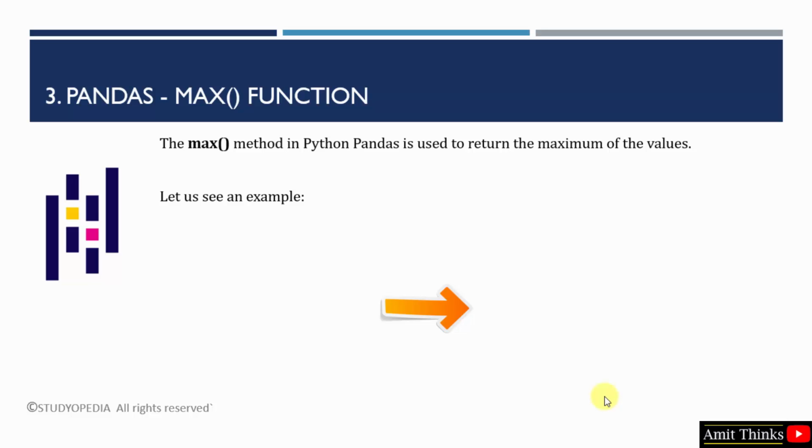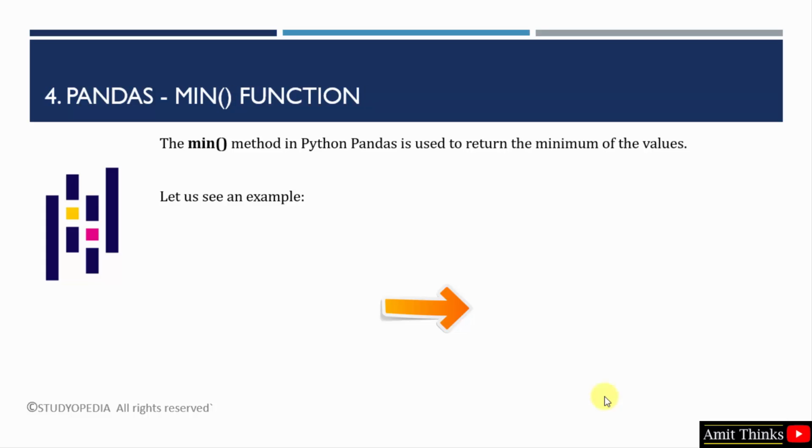We return the maximum of the values using the max method. We return the maximum marks. Now the opposite, return the minimum marks. That is, return the minimum of the values using the min method. Let us see the example.